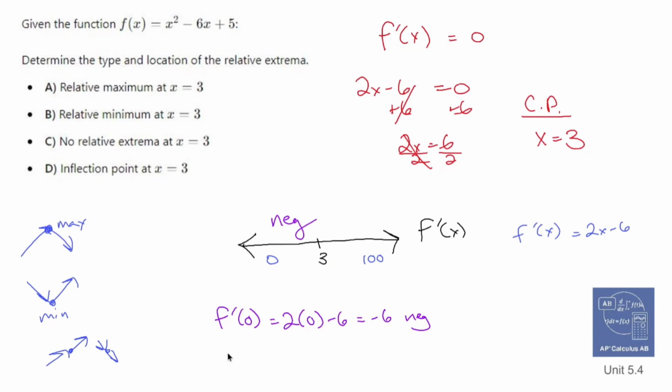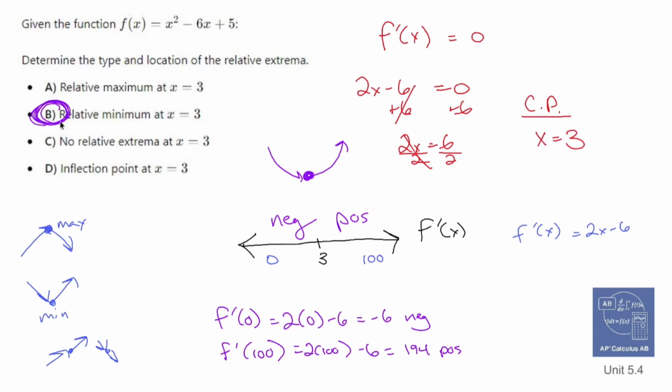If I were to plug in 100, f prime of 100 is going to be 2 times 100 minus 6, which is 200 minus 6, which is 194. That's positive. So you're positive. So what's happening is this is going down, and then all of a sudden we hit a 3, and now it's going up. So it looks to me that we have ourselves a relative minimum at x equals 3. Fun stuff.